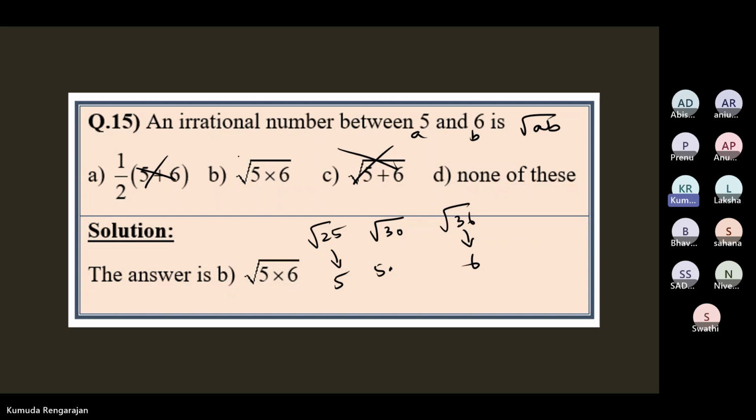So if you look at this option, root 5 into 6 is root 30. And root 30 is between root 25 and root 36. Root 25 is 5, root 36 is 6. So between that you have root 30. So it will definitely be 5 point something. It will be a non-terminating, non-repeating decimal. So it's irrational and it is between 5 and 6. So the correct option is root of 5 into 6.